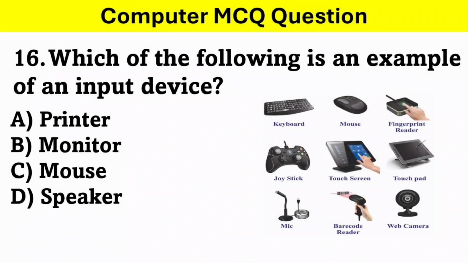Which of the following is an example of an input device? A. Printer. B. Monitor. C. Mouse. D. Speaker. The correct answer is mouse.